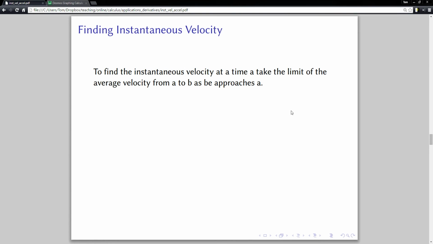So what we want to do is find the instantaneous velocity. So the velocity, not like from time period 1 to time period 2. We want the velocity at any given moment in time. At 3 seconds in, how fast is it going exactly? So the approach to finding that is we're going to take the limit of the average velocity from A to B as B approaches A.